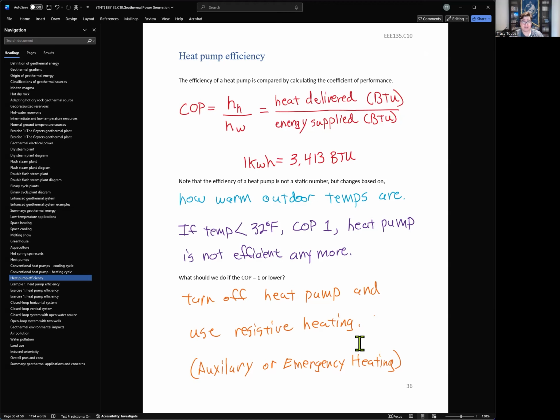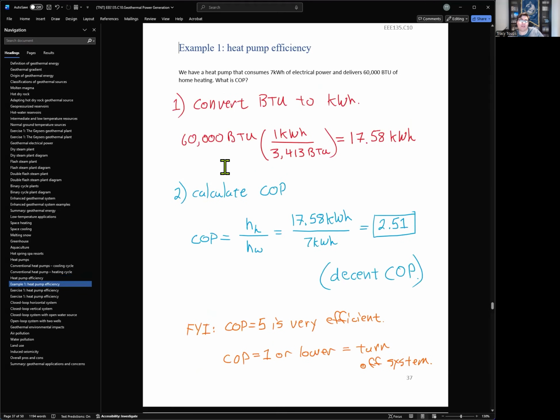It's probably pretty rare to use it here in Turlock, but maybe once or twice a year in central or northern California, where you guys are in Sacramento, you might have a couple of days out of the year with below freezing temperature. You want to have this auxiliary heating just in case.